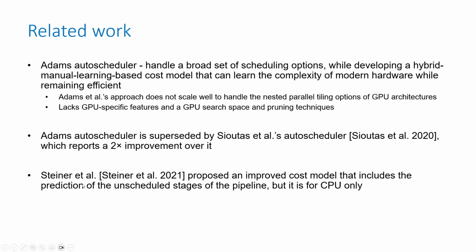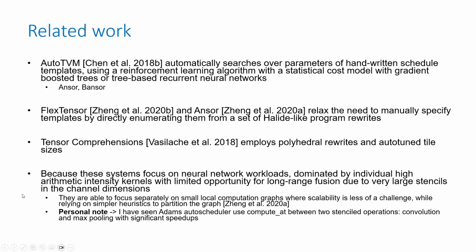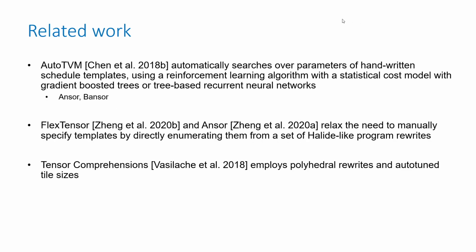And there's another publication by Steiner that proposed an improved cost model that includes the prediction of scalar stages in a pipeline, and it's only for CPUs. Now also there's AutoTVM. This is for another domain-specific language that is for deep learning, TVM. AutoTVM bases its search on templates, handwritten schedule templates. That's something that I don't like very much. It doesn't allow, I understand, the autoscheduler to fully explore the possibilities. I could be wrong, but that's my impression.